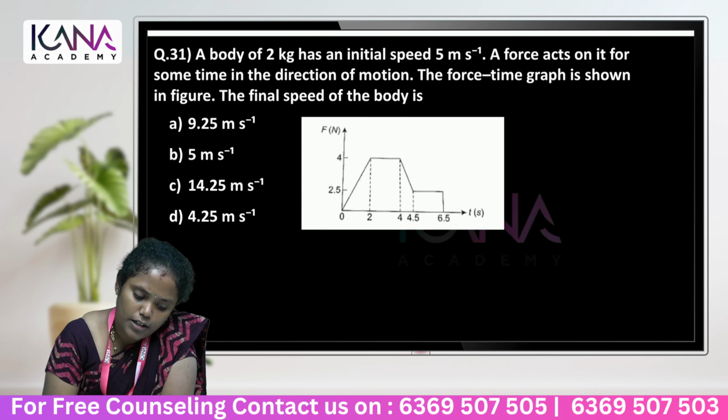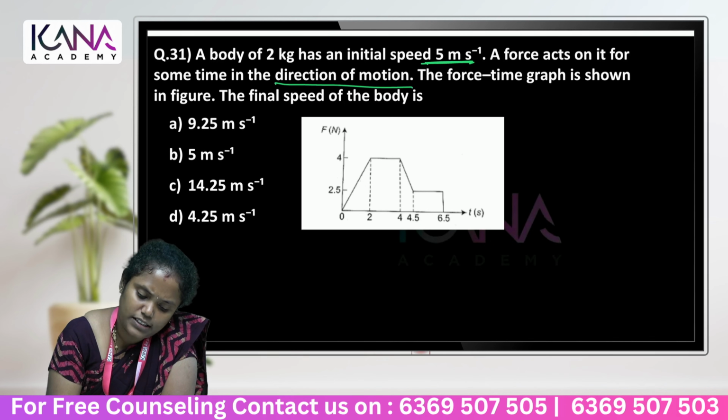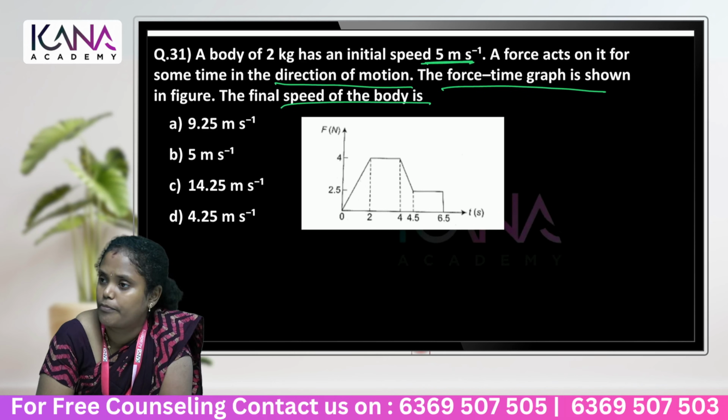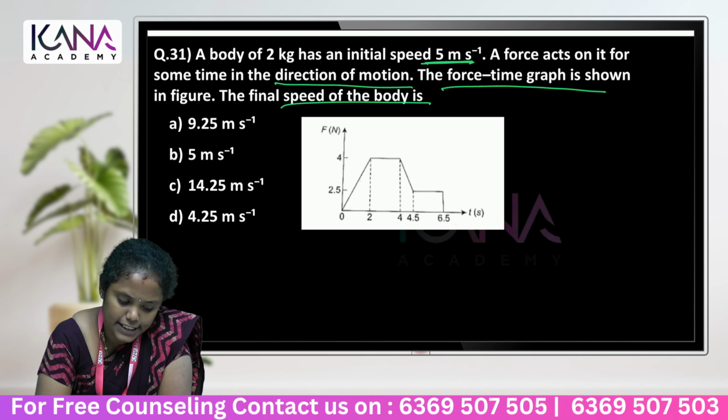A body of mass 2 kg has an initial speed of 5 meter per second. A force acts on it for some time in the direction of motion. The force time graph is shown in figure. The final speed of the body is.